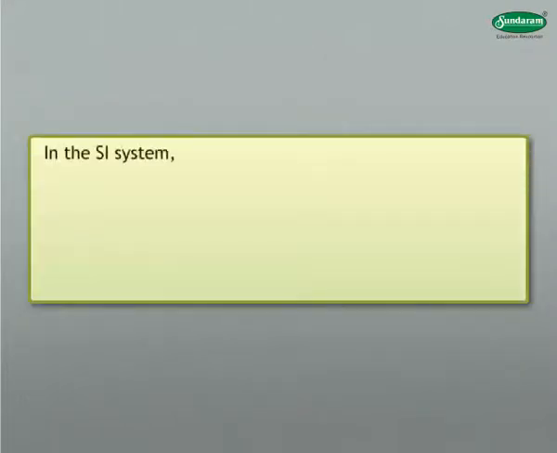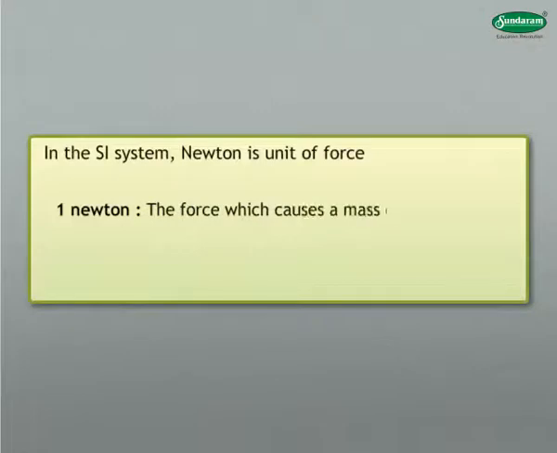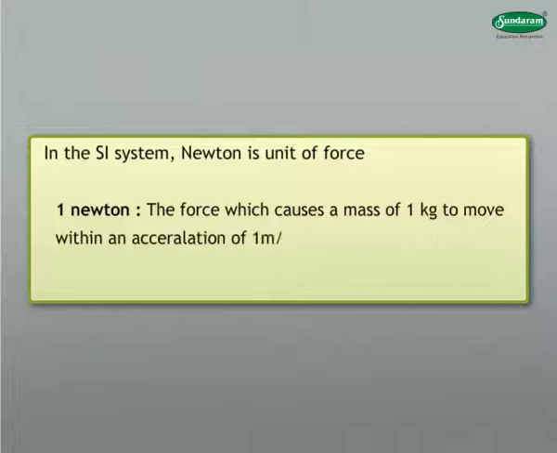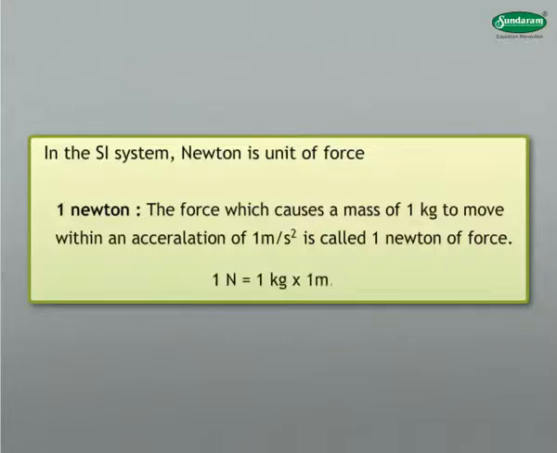In the SI system, Newton is the unit of force. 1 Newton is defined as the force which causes a mass of 1 kilogram to move with an acceleration of 1 meter per second squared. 1 N is equal to 1 kilogram multiplied by 1 meter per second squared.